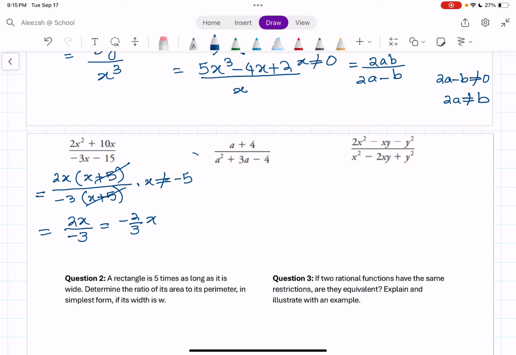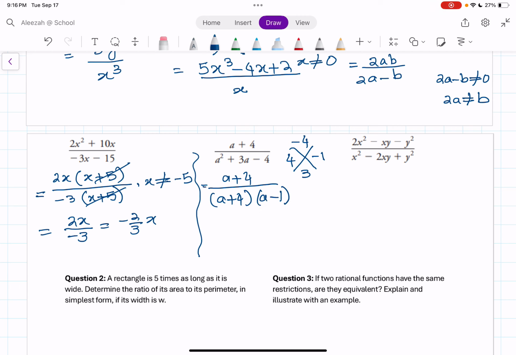Now look at the next question. Here again, we have to factor the denominator. I have a trinomial, a² plus 3a minus 4, and here I have to factor it. How will you factor a trinomial? The product is negative 4 and the sum is 3, so you have to figure out two numbers whose product is negative 4 and the sum is 3. So the numbers are positive 4 and negative 1. So my factors are a plus 4 and a minus 1.